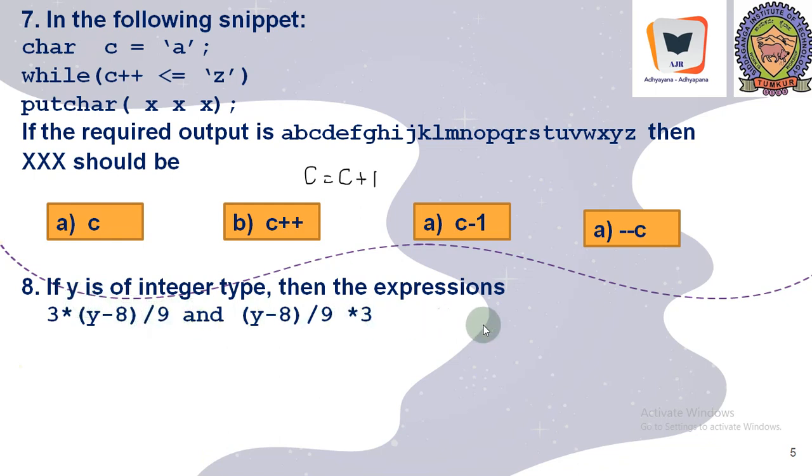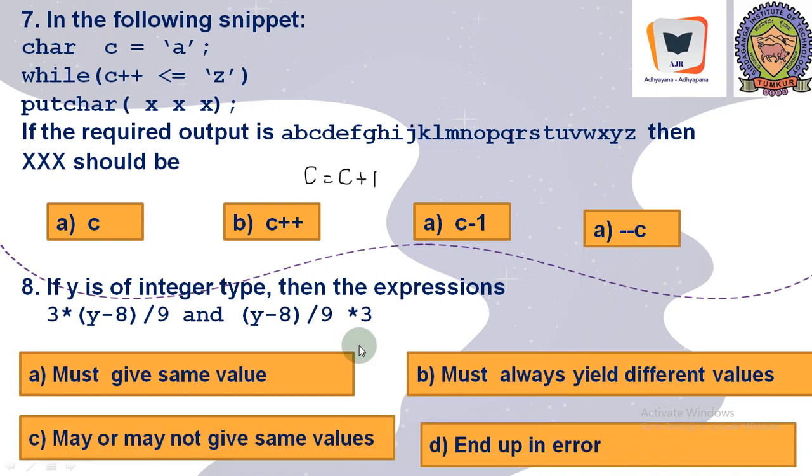If y is of integer type, then the expressions 3 into (y minus 8) divided by 9 and (y minus 8) divided by 9 into 3 must give the same value, must always yield different values, may or may not give the same values, or end up in error. Okay, for this kind of problems, we need to consider examples. We will consider 15, let us say, because we want to have positive values. Otherwise, we are not sacrosanct about this, it's highly arbitrary. But anyway, we are supposed to choose different values for y in order to find out the correct answers.